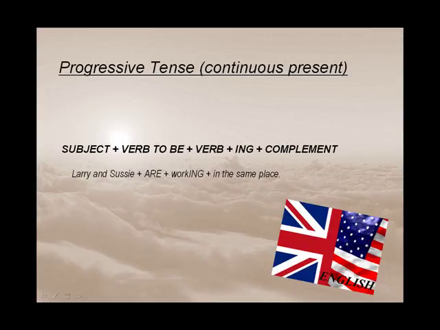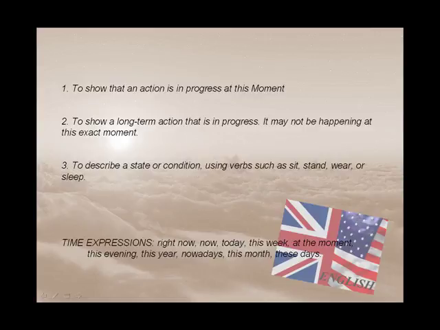We use the progressive tense, or the presente continuo, to show an action that is in progress at this moment of speaking. We use this to show a long-term action that is in progress. It may not be happening at this exact moment, maybe it occurred some minutes ago. And we use this to describe a state or condition, using some verbs such as sit, stand, wear, or sleep.